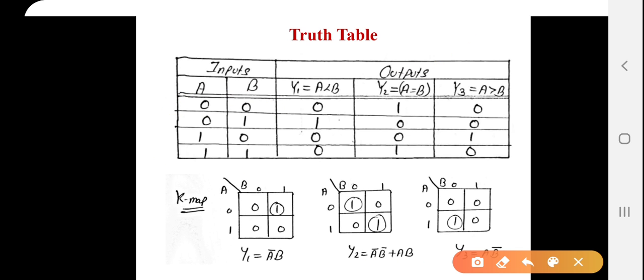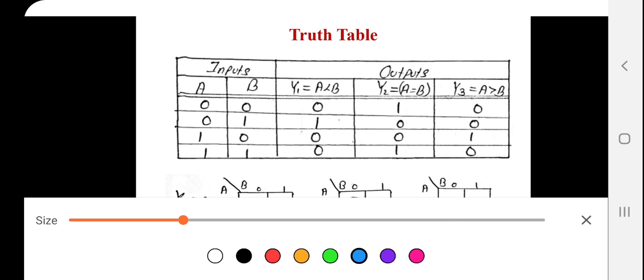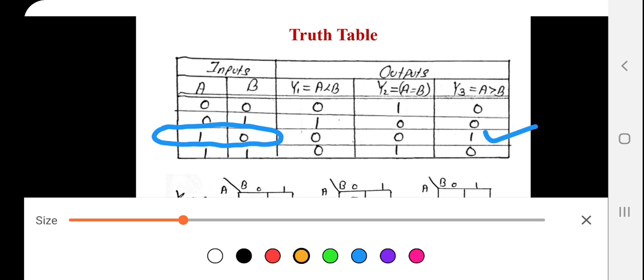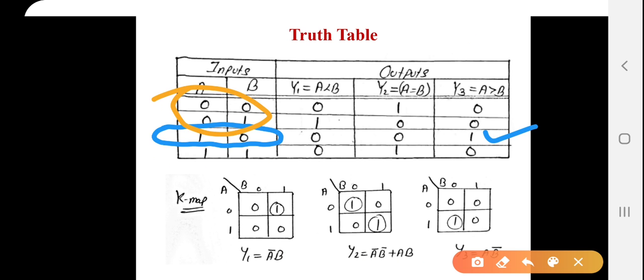Let me take the last case, where A should be greater than B. As you can see, A is 1 and B is 0 for this particular case, which is greater than B. That's why we are taking output as 1. But for the remaining cases marked with yellow color, the conditions are not satisfied. The condition is A should be greater than B. That's why we are taking 0 as output.